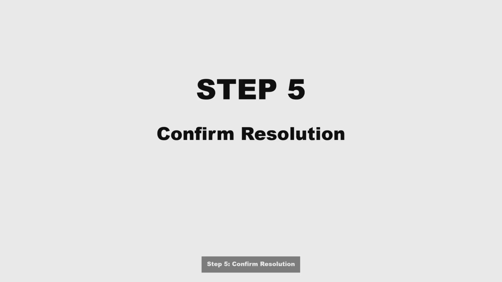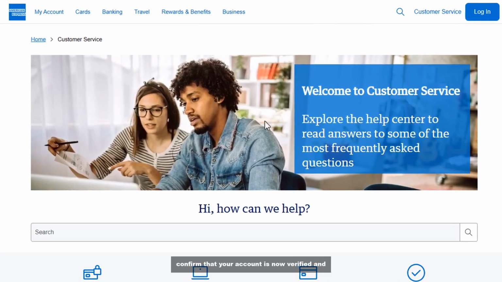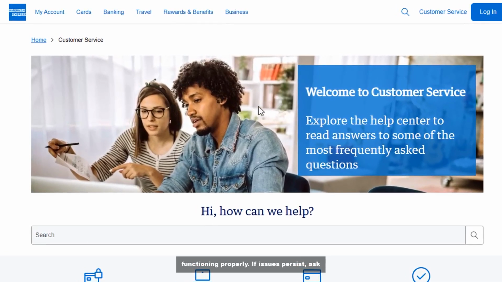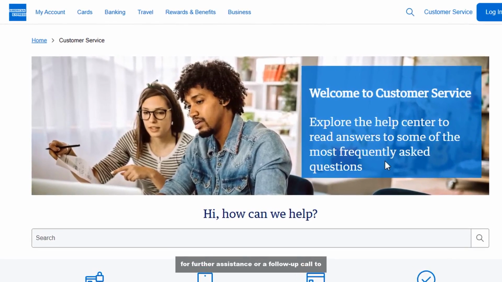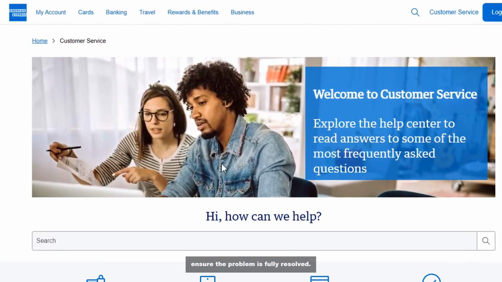Step 5. Confirm resolution. Once the representative has assisted you, confirm that your account is now verified and functioning properly. If issues persist, ask for further assistance or a follow-up call to ensure the problem is fully resolved.